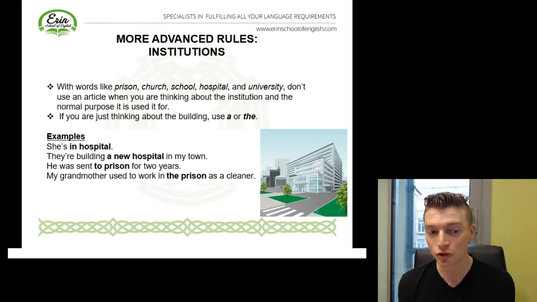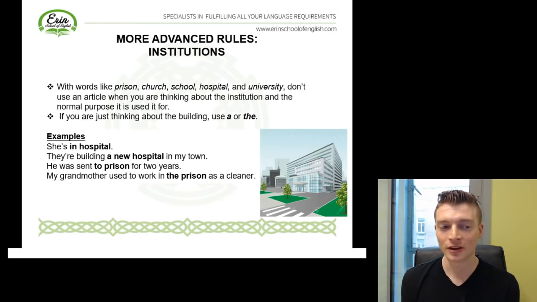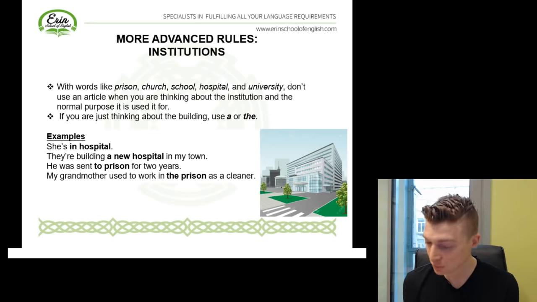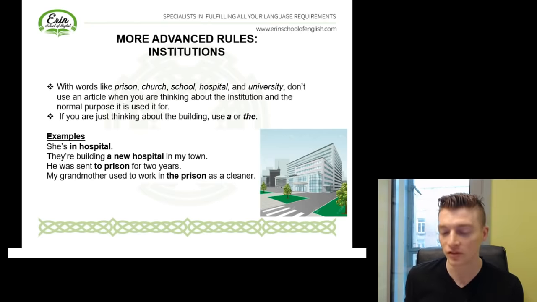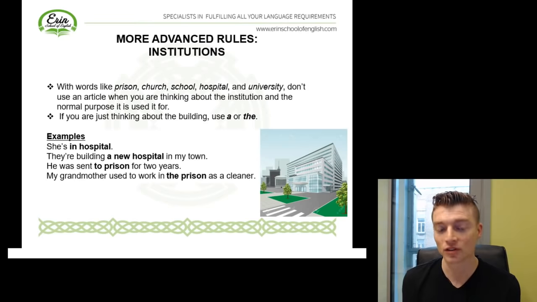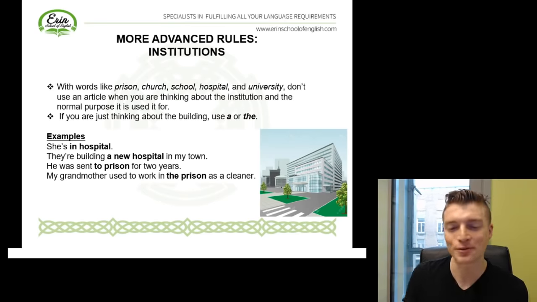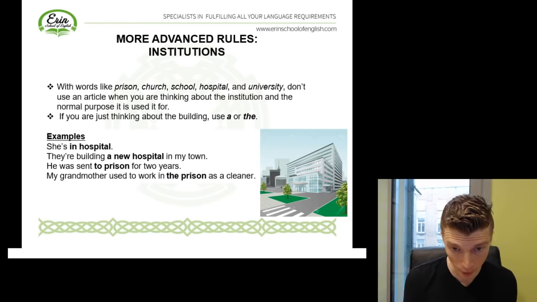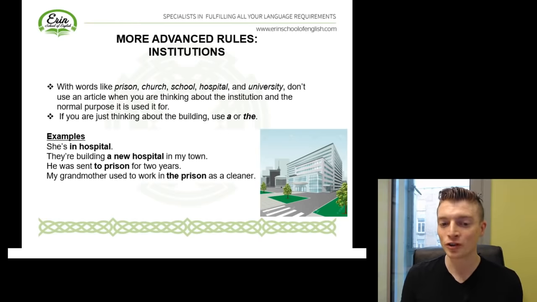He was sent to prison for 2 years. Now, why is someone sent to prison? They probably broke the law. They committed a crime. So we're talking about the institution prison and the purpose it's used for. It's a place you go as punishment. However, my grandmother used to work in the prison as a cleaner. So your grandmother is not a criminal. She's just working in the building, the prison. Okay? So institutions, when we're talking about their purpose, what they're used for, no article.